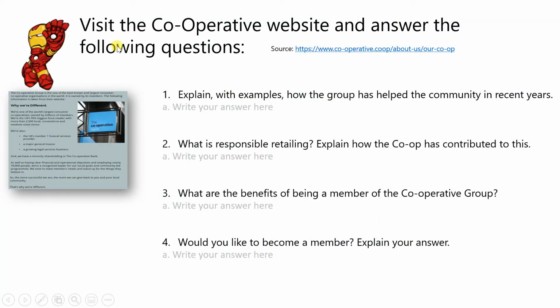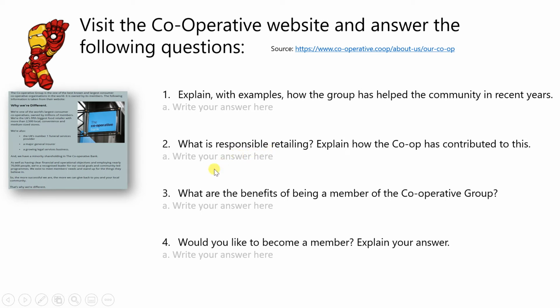Your case study task. Visit the Cooperative website, that's the link below, and answer the following questions. Number 1, explain with examples how the group has helped the community in recent years. So you have to go on the link to find it out. Question 2, what is responsible retailing? Explain how the co-op has contributed to this. This is highly likely to be an exam question topic.